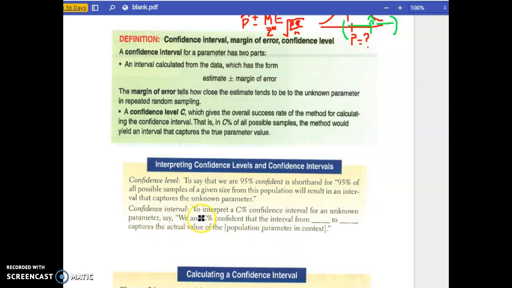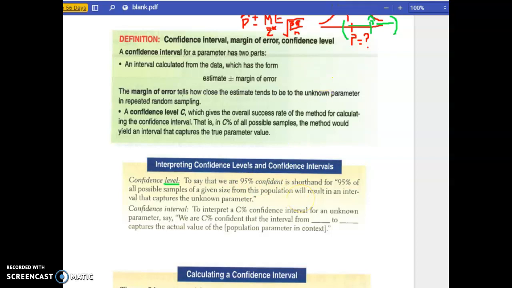Now to say you're some % confident, or your confidence level, that means if you were to create infinite, well here it says all possible samples. So you take all possible samples in the same way and you calculate all these sample statistics and you create intervals. So I create infinite intervals. The level of confidence is how many of those intervals would have captured the unknown parameter.